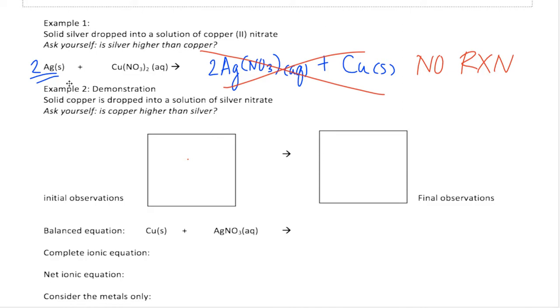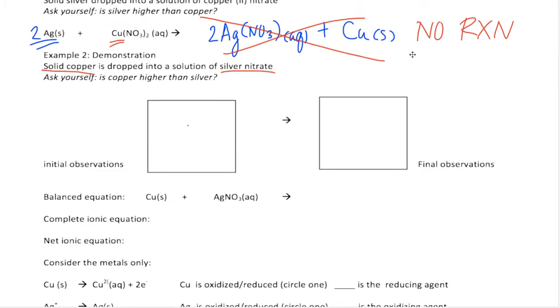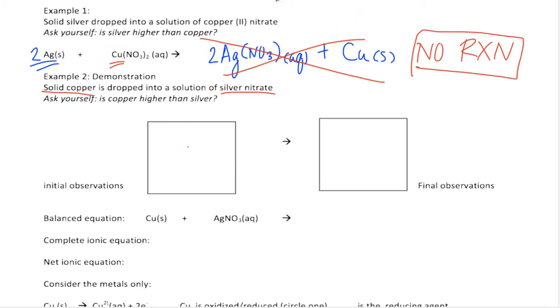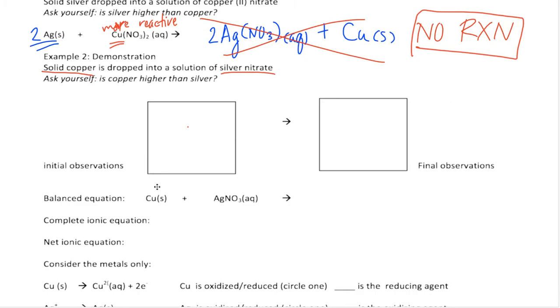Now, what about this? We're going to drop solid copper into a solution of silver nitrate. So we're going to switch. The cation is going to become the solid, and the solid becomes the cation. So now here's a new reaction. The top part is no reaction because the copper is more reactive. All right, so the copper is more reactive than the silver. And so over here now, the copper is going to be able to give electrons to the silver.